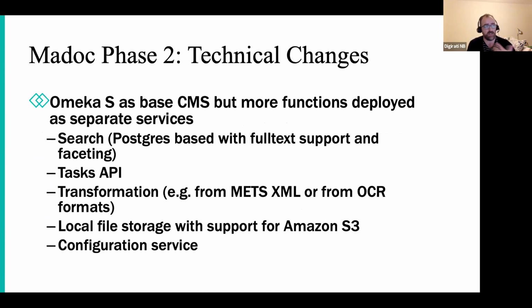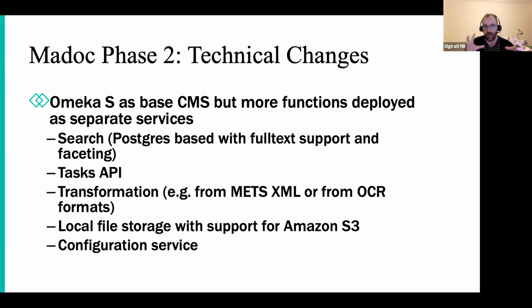So search is external, it's Postgres. We have a tasks API, a service that manages the flow of content through tasks in the workflow. We have services to do data transformation from METS XML or from OCR formats, integration with local file storage. So the APIs that the service provides can be used to store data from external API calls.